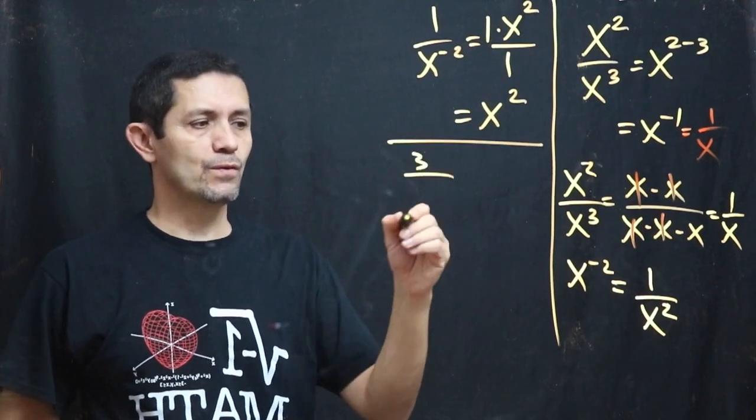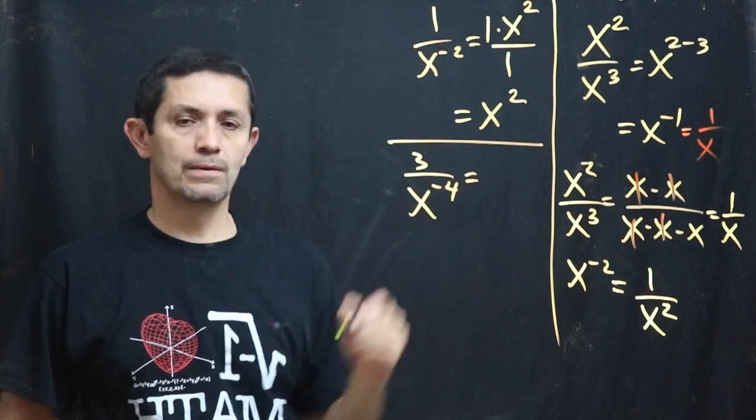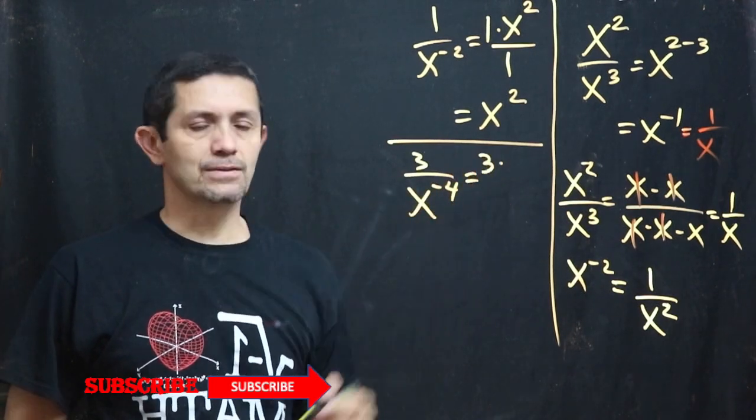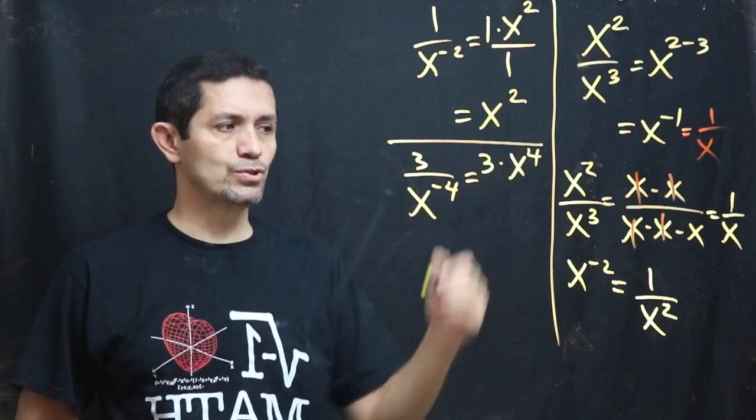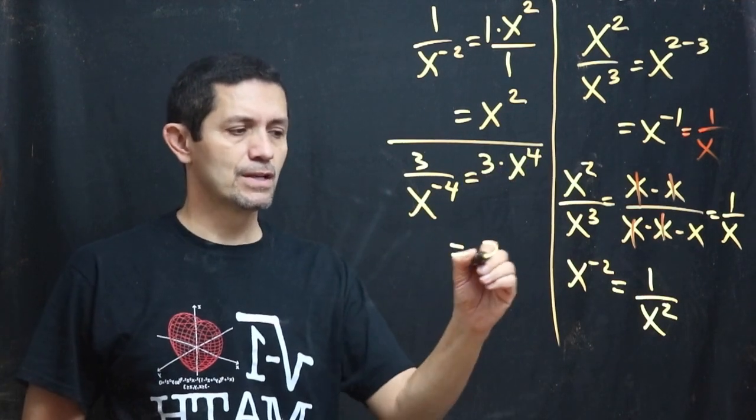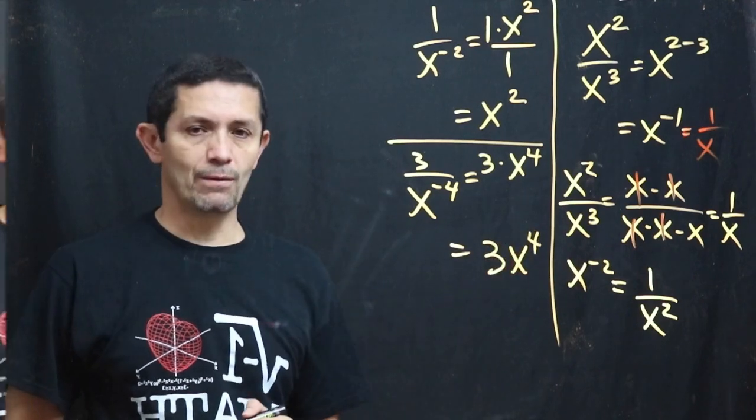Let's say that I have 3 over x to the negative fourth power. 3 is on the top, it stays on the top. And because this one has a negative exponent, it goes to the top, and those two will multiply. So my final answer is 3x to the fourth power.